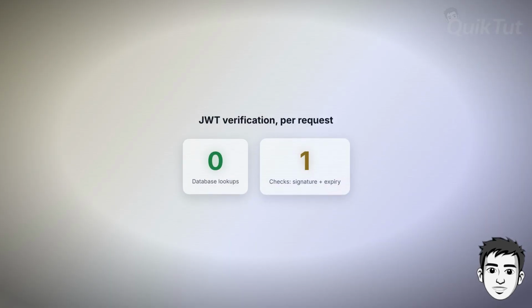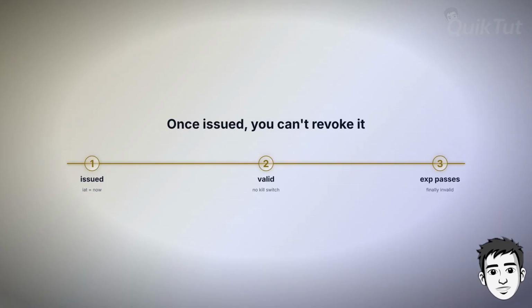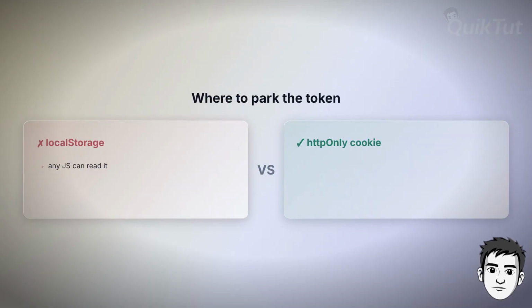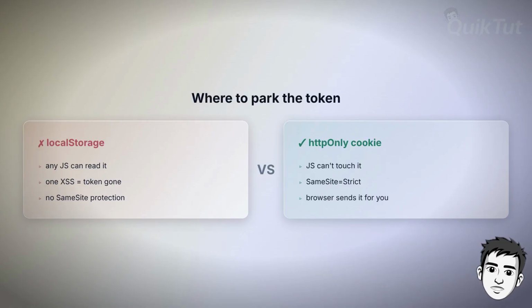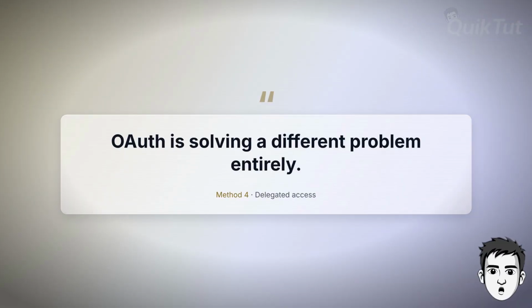The selling point is that it's stateless. The server checks the signature and the expiry, with no database lookup needed. The cost: once a JWT is issued, you can't revoke it. It stays valid until expiry rolls past. And don't park them in local storage. Any XSS on the page walks straight off with the token. Use HTTP-only cookies instead.